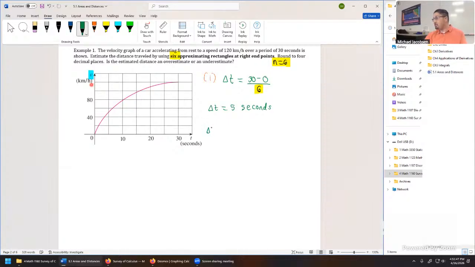Let's also do a unit conversion. Delta t is 5 seconds. We need to get it to hours. So we're going to multiply by 1 minute per the 60 seconds, multiplied by 1 hour per the 60 minutes.